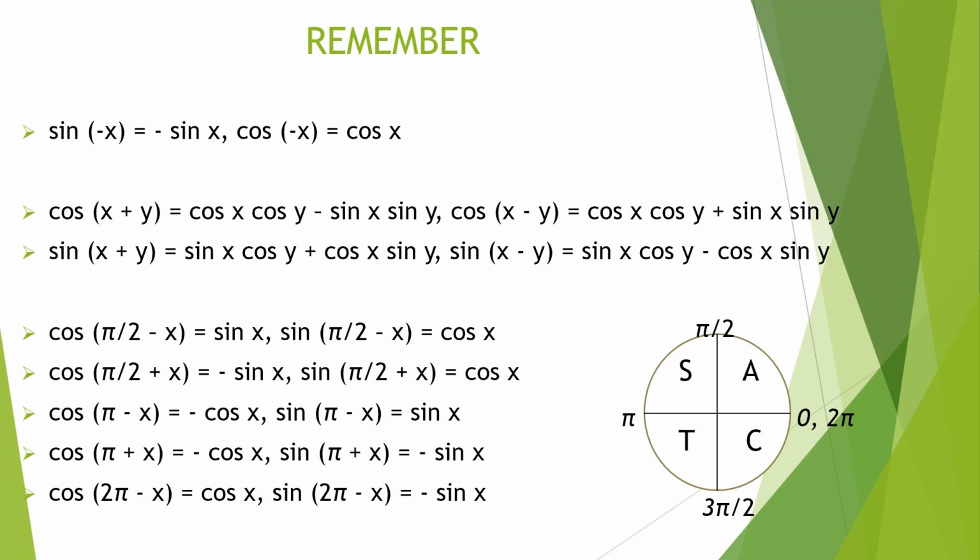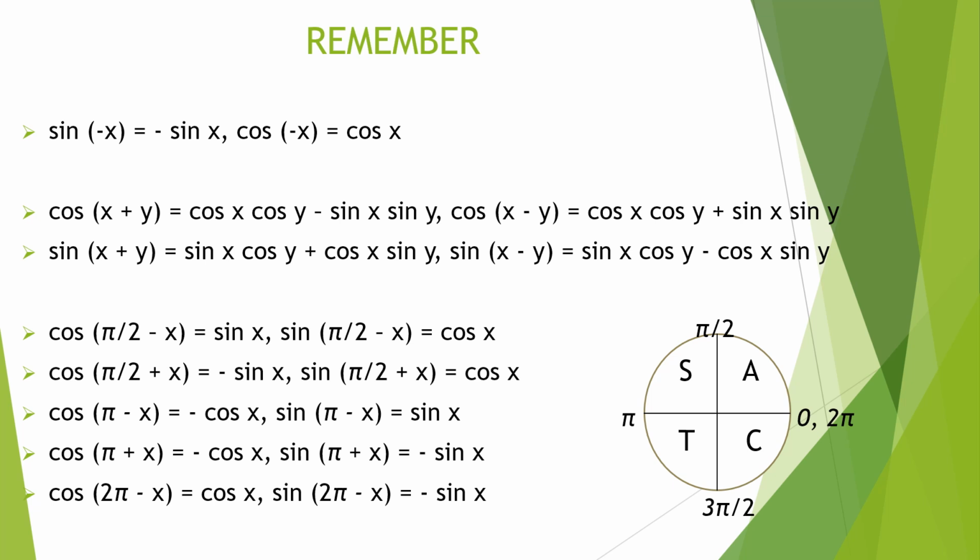Third set of formulae. Now this you will understand. Cos of pi by 2 minus x. Pi by 2 minus x means it is in the first quadrant, so obviously everything is positive. And when you take pi by 2, the function will change. If you take pi, the function will not change. Remember this. So cos of pi by 2 minus x will be sin x. Sin of pi by 2 minus x will similarly be cos x.